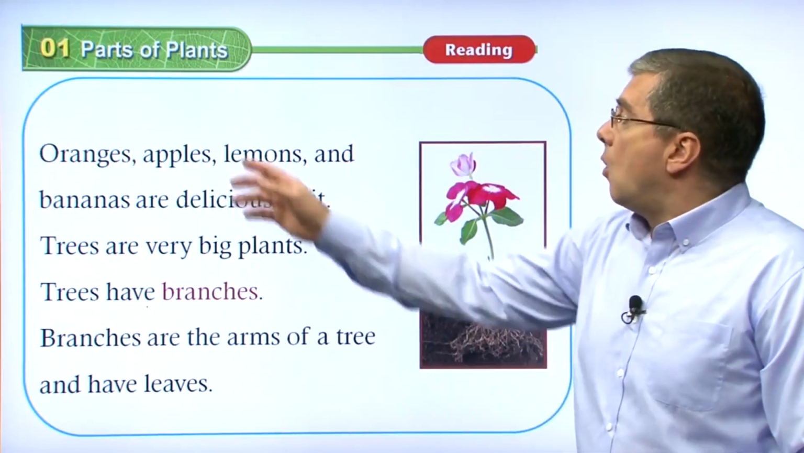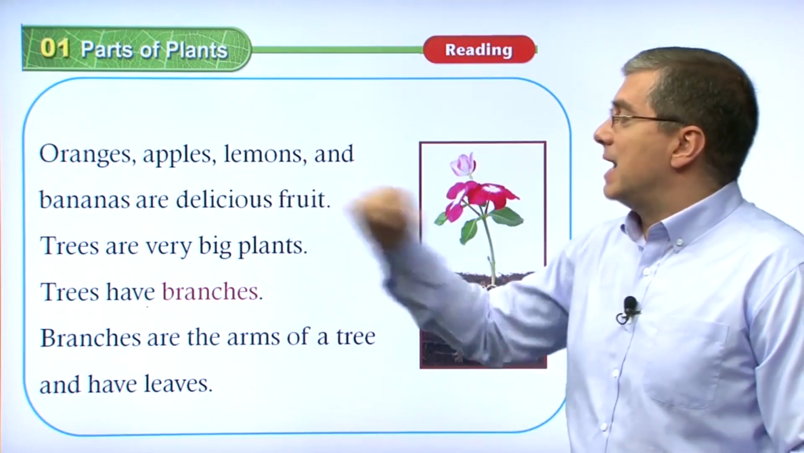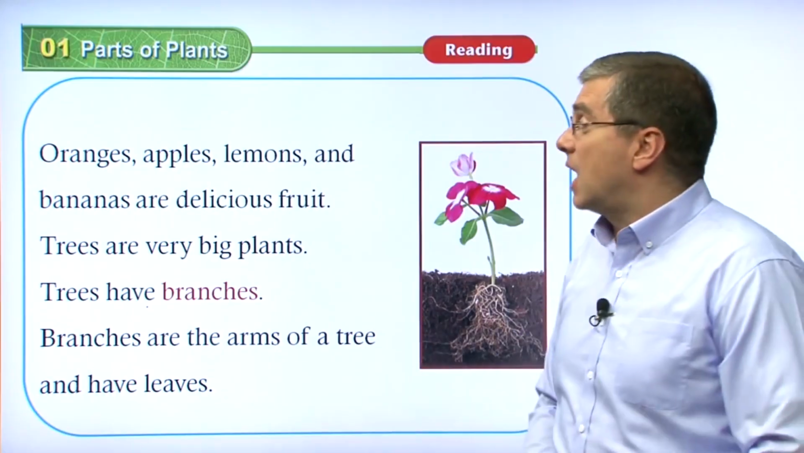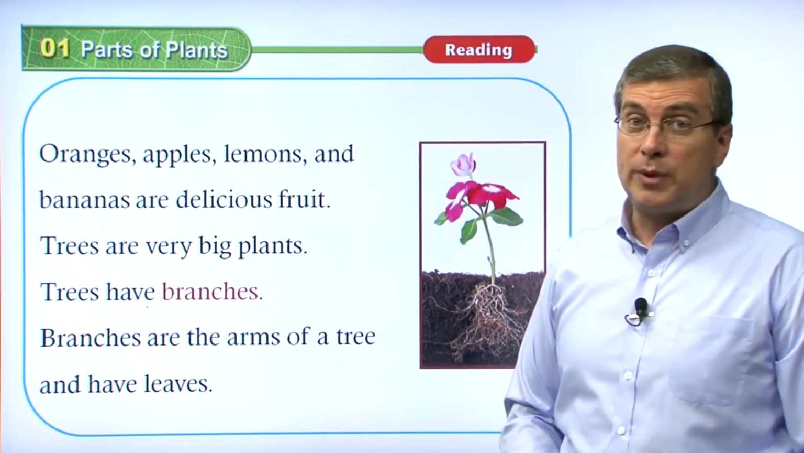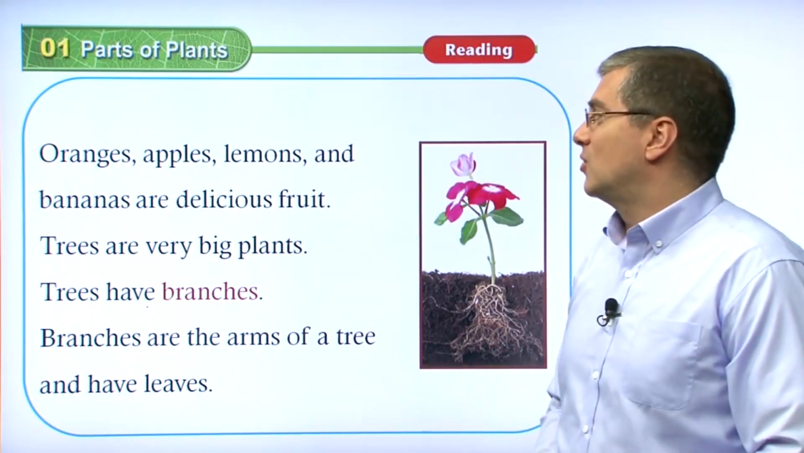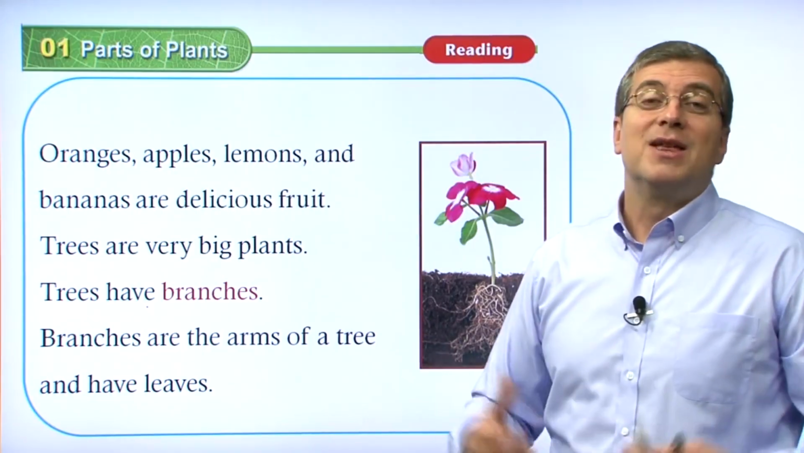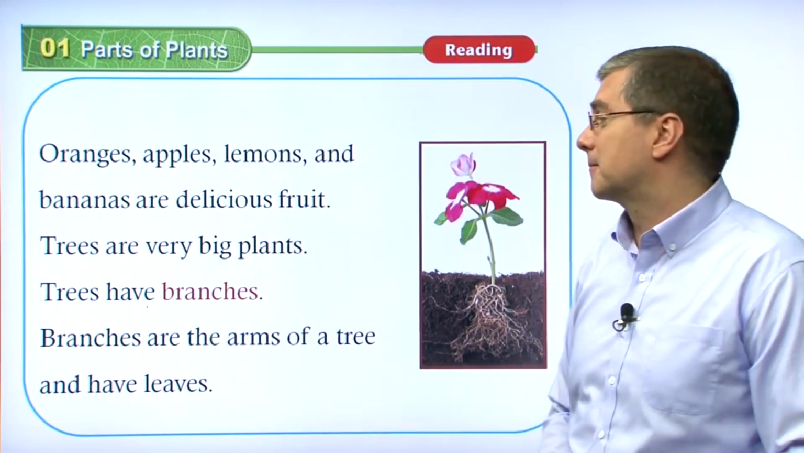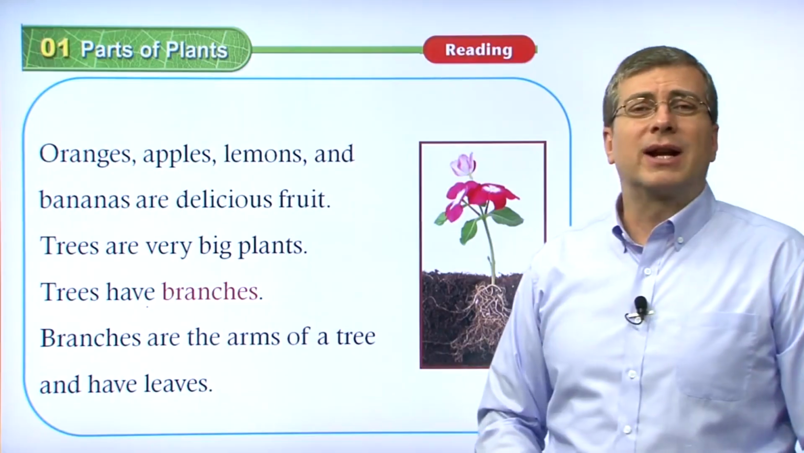Oranges, apples, lemons, and bananas are delicious fruit, aren't they? You probably eat a lot of these every week, right? I hope that you eat at least some fruit every day, right? So whether it's oranges, apples, lemons, or bananas, these are all different kinds of delicious fruit, and it's good for you. Trees are a different kind of plant.